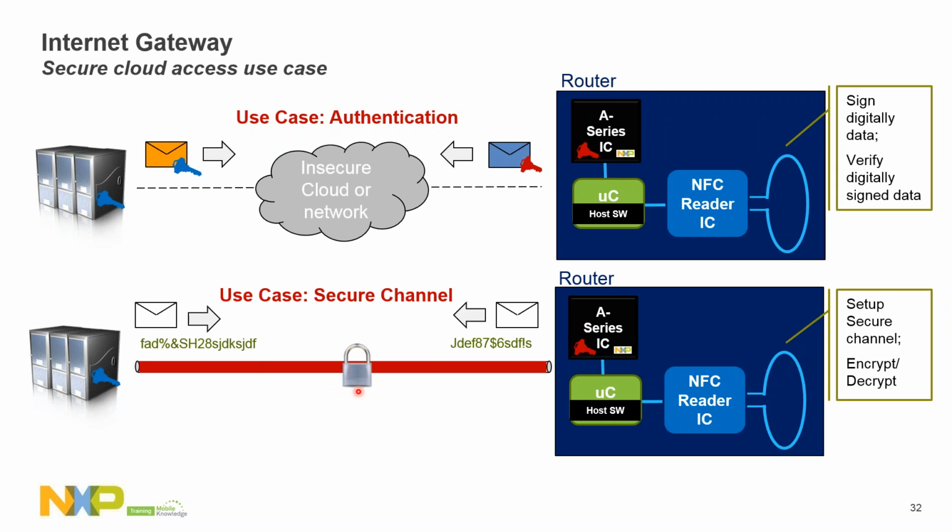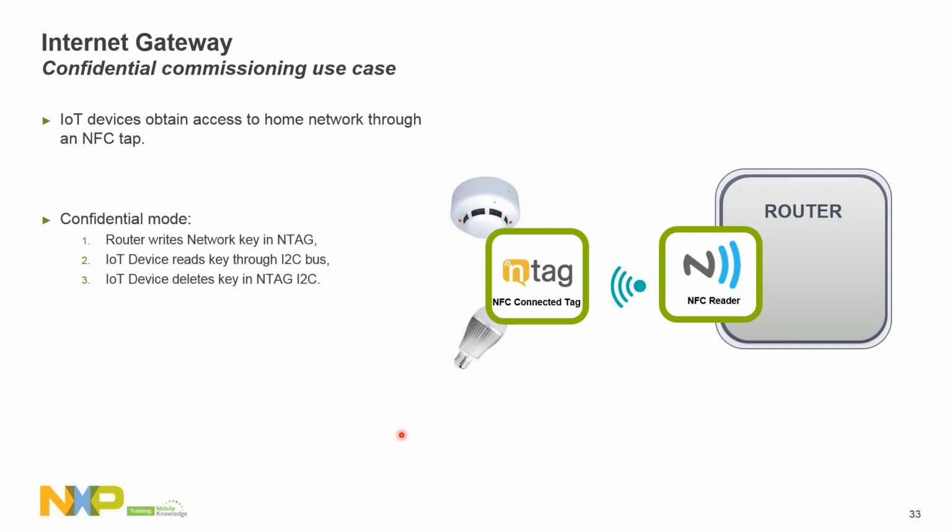Okay, and finally, let's look at how, by adding an NFC reader to our internet gateway, we can also ensure confidential commissioning of IoT devices into that home network. In this case, adding an NFC reader to the internet gateway allows us to implement use cases where any Internet of Things device that needs to be connected to the home network can be confidentially connected without having to hassle around with network key management and complex product commissioning.